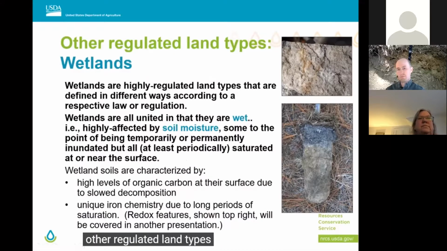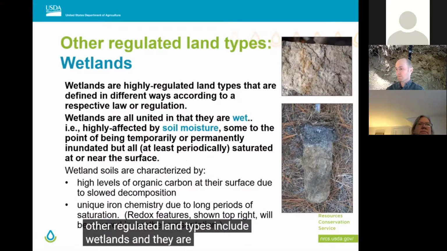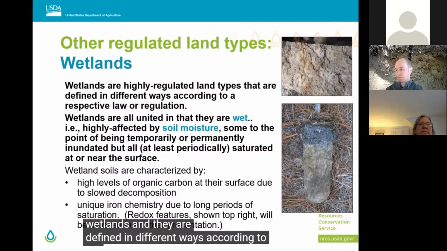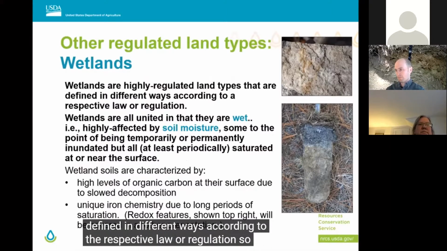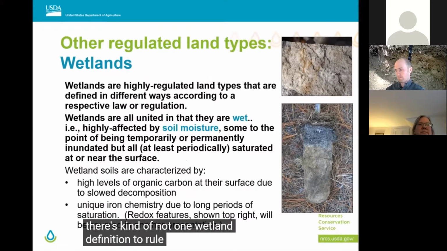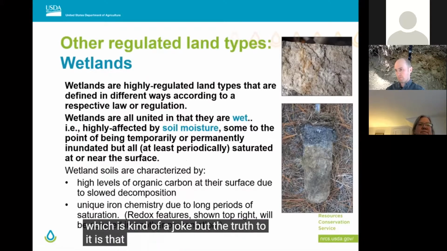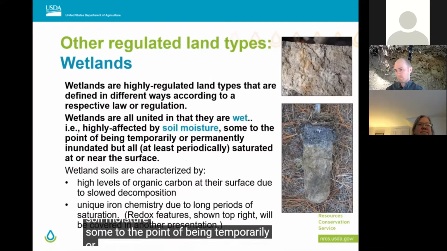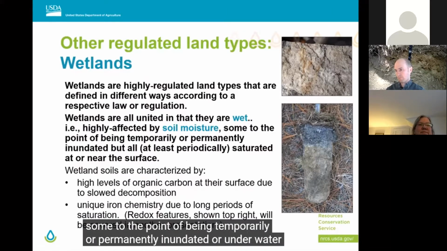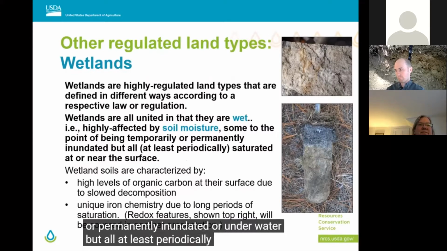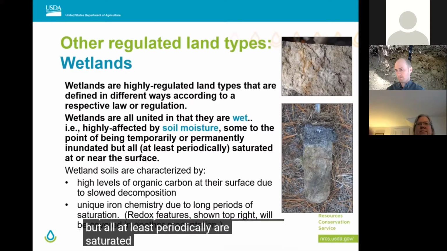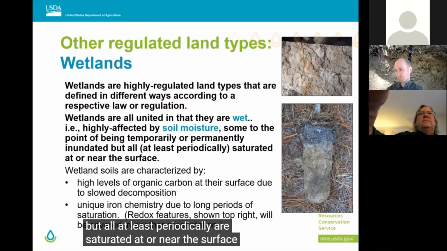Other regulated land types include wetlands, and they're defined in different ways according to the respective law or regulation. So there's not one wetland definition to rule them all, but wetlands are all united in that they are wet, which is kind of a joke, but the truth to it is that they are highly affected by soil moisture, some to the point of being temporarily or permanently inundated or underwater, but all, at least periodically, are saturated at or near the surface.